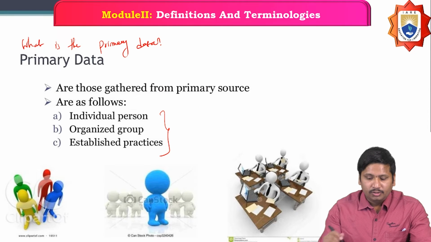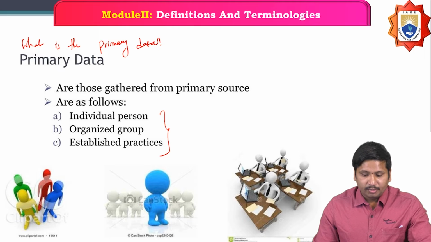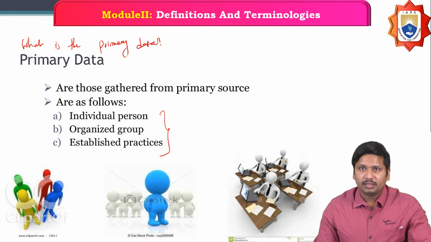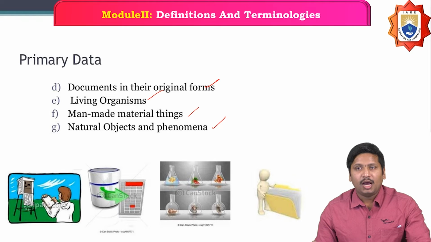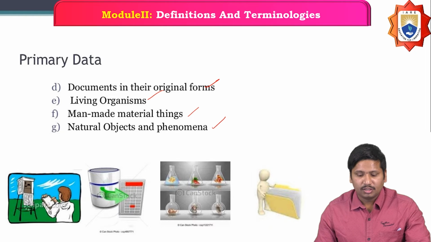The question is, what is the primary data? The primary data is the data that is gathered from the primary source. And who are the persons involved in gathering this primary data? An individual person, an organized group and established practices, and the documents in their original forms, living organisms, man-made material things, and natural objects and phenomena. These are some other ways of collecting this primary data from the primary source.